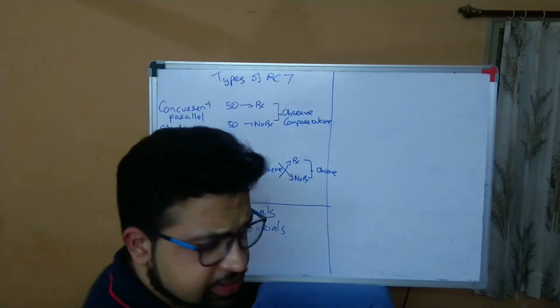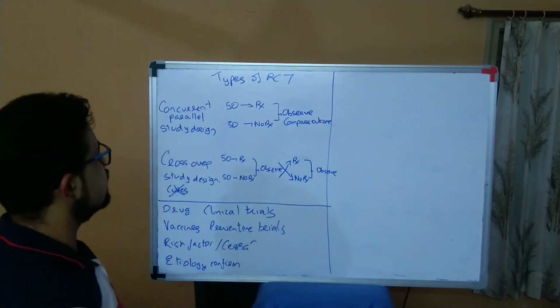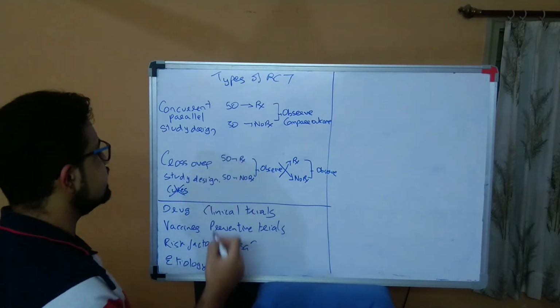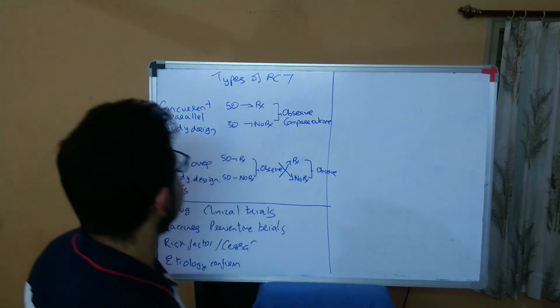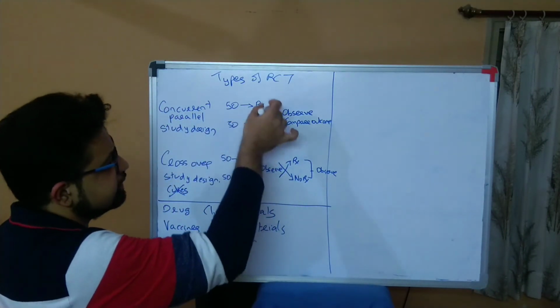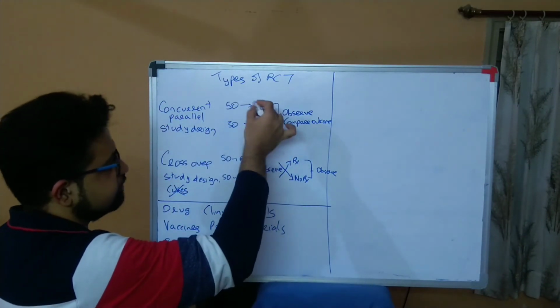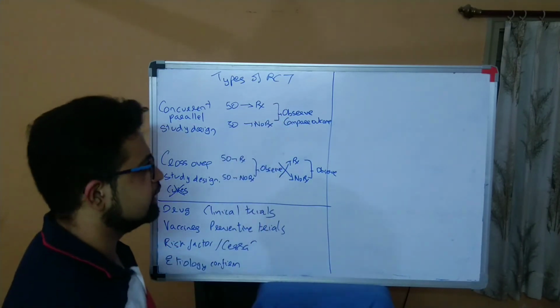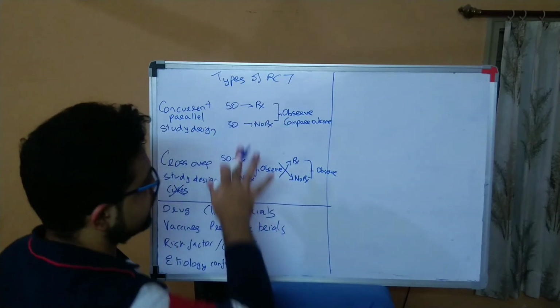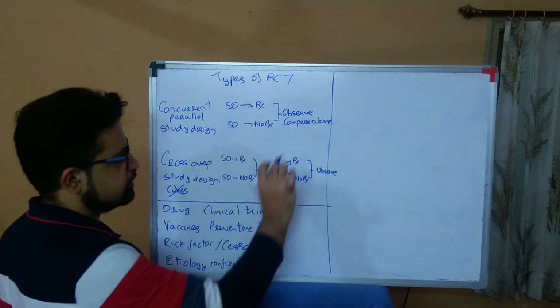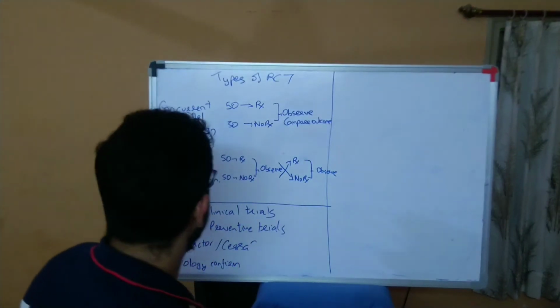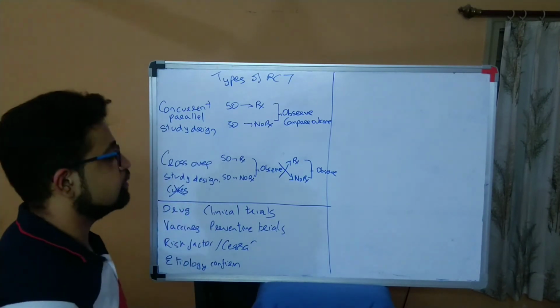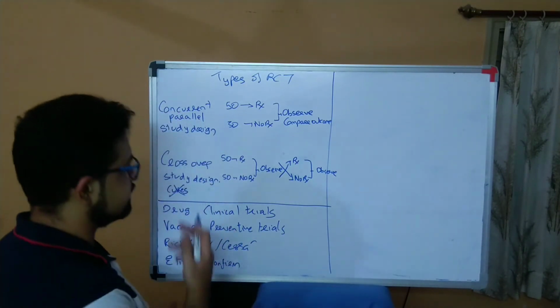Okay, so a few things here and there about RCT, right? There are two types of RCT: concurrent parallel study designs and crossover study designs. What is concurrent parallel? In the example we took, 50 patients were given the drug, that is amphotericin, and 50 patients were not given. You simply continue this study. At the end you observe and compare the outcome, you go for analysis, right? Now what is a crossover study design? As the name suggests, everything is in the name.